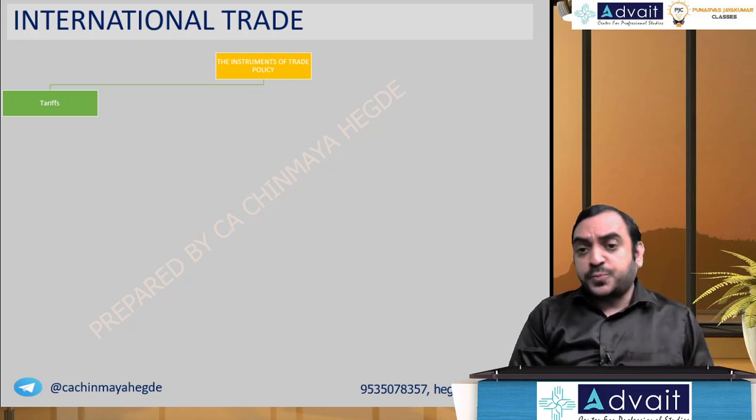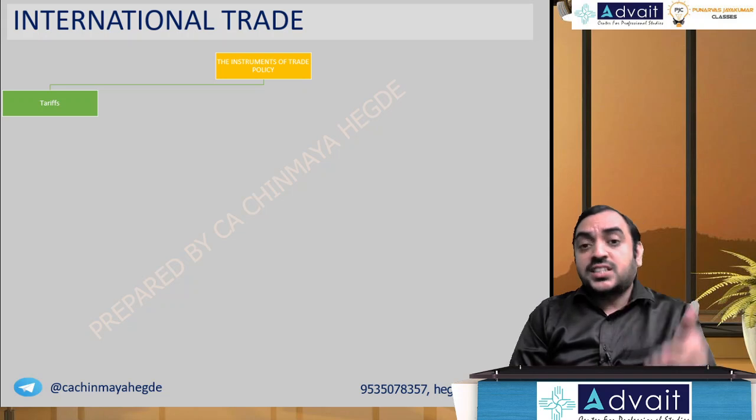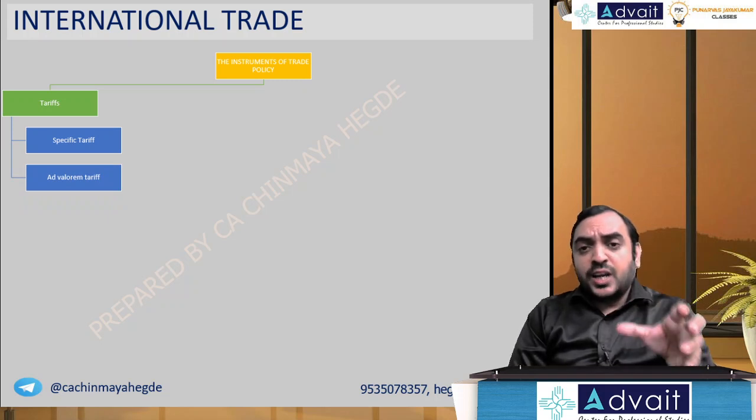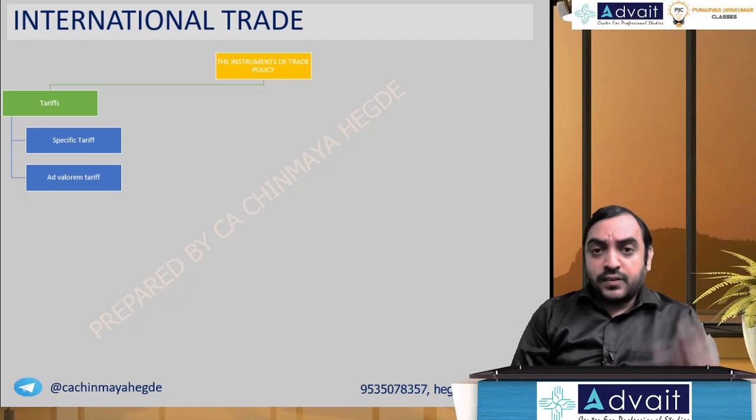Import duty, export duty. You're all indirect experts. You must be knowing it. GST. These are all actually customs duties, basically. Special tariff, that is for a particular product. If you import this, we can charge more. They will have a tax.